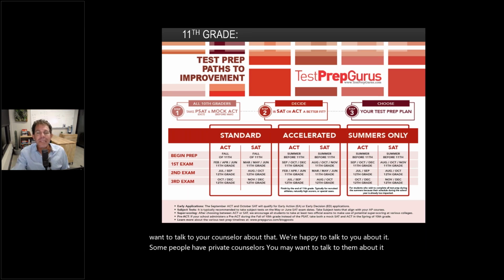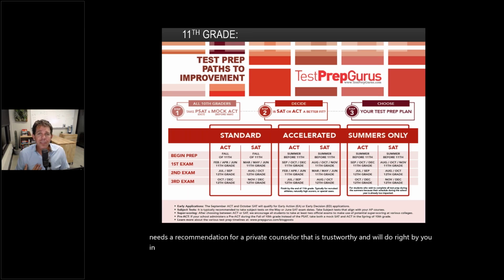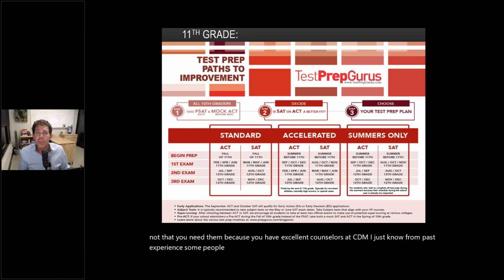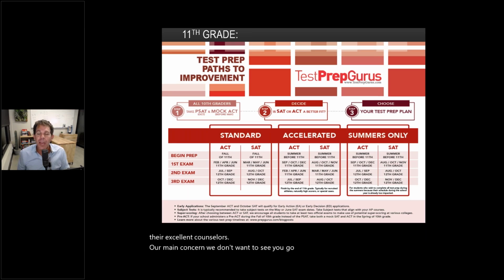If anybody needs a recommendation for a private counselor that is trustworthy and will do right by you in that process, it's not a service that we provide, but we're more than happy to help families navigate that process and just say, hey, here's some good people you can trust. Not that you need them, because you have excellent counselors at CDM. I just know from past experience, some people feel like that's something they have to have in addition to their excellent counselors. Our main concern, we don't want to see you go to someone that is not trustworthy.